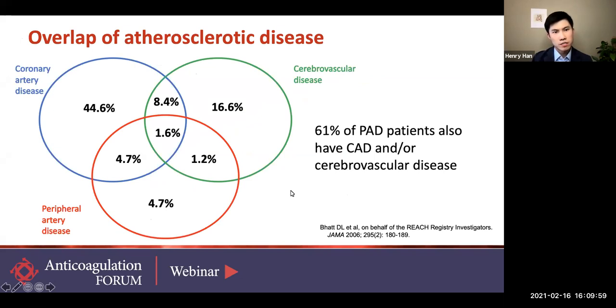I wanted to talk about the overlap of atherosclerotic disease as well. Certainly, as we know, atherosclerotic disease doesn't always necessarily have predilection to depositing in any one vascular bed. So I want to focus on this red circle here with peripheral artery disease. You'll notice that from these overlapping sections with coronary artery disease and cerebrovascular disease, it ends up accounting for 61% of PAD patients that, in addition to PAD, either have CAD and or cerebrovascular disease as well. And these are some data taken from the REACH registry from Bott et al.